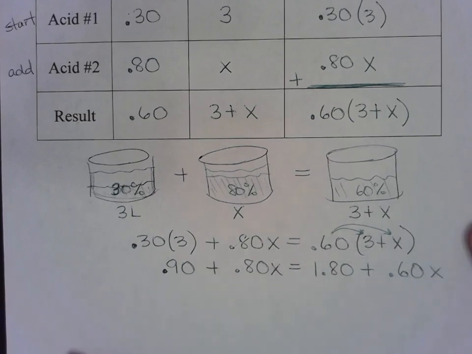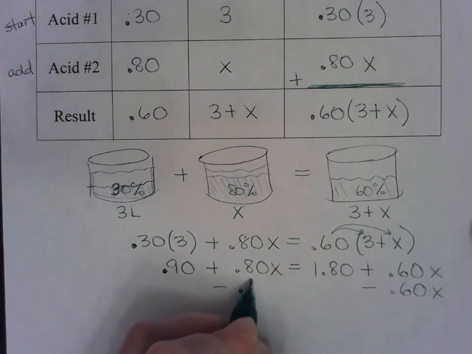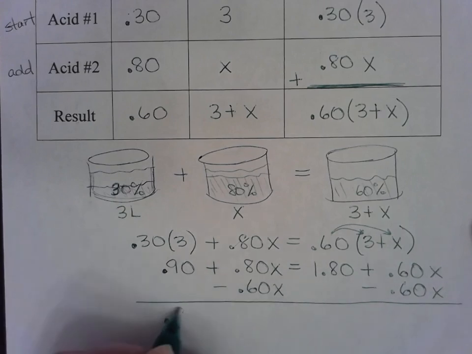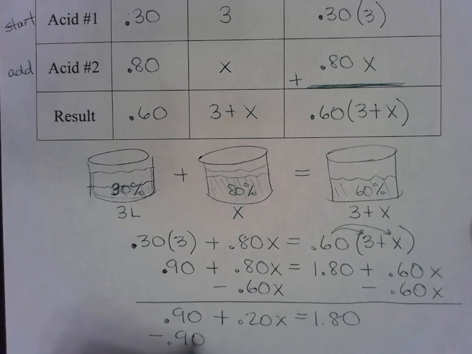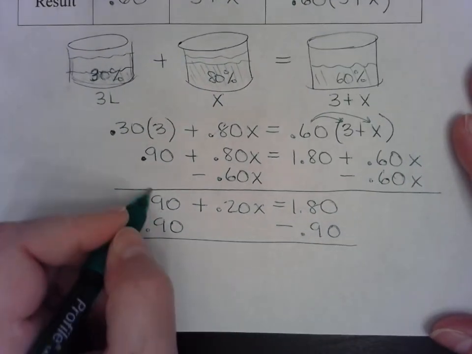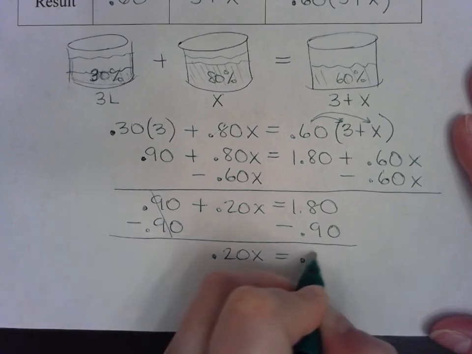Okay, so I'm going to distribute and multiply some things. I'm going to get all my x's together and all my numbers together. So if I subtract 0.60x, and I subtract 0.90, I always like to keep all of the zeros because it looks a lot like what I was working with in my percentage, but you could definitely drop the zeros if you prefer.